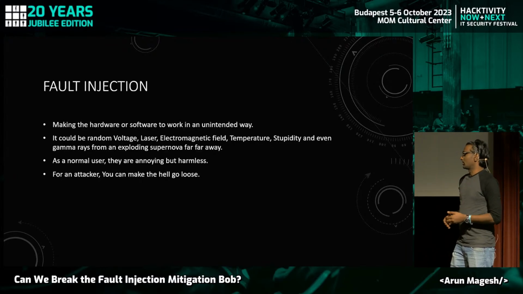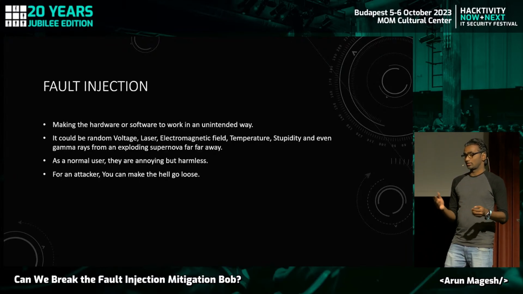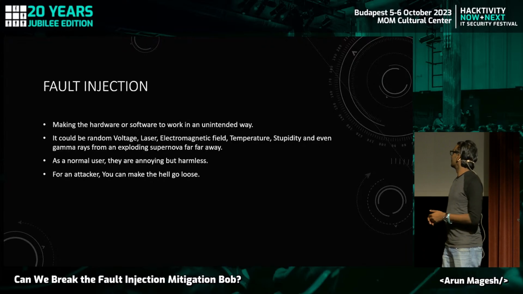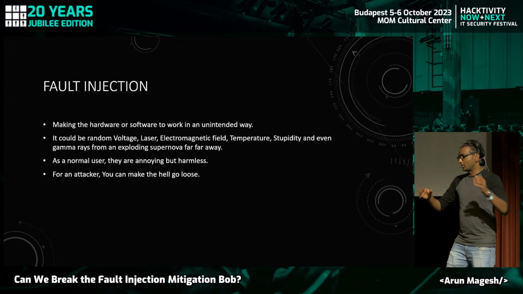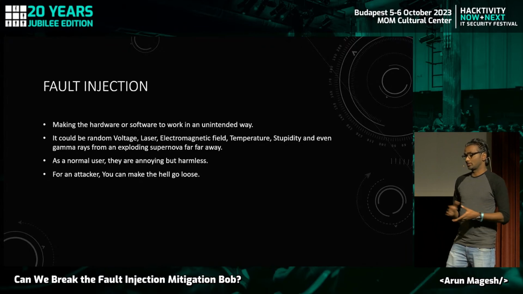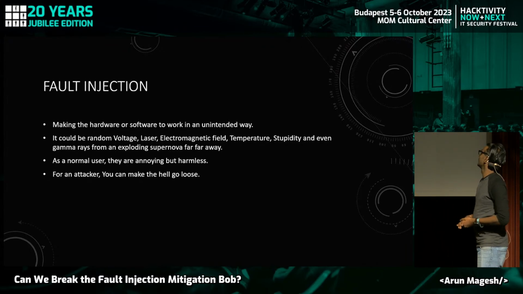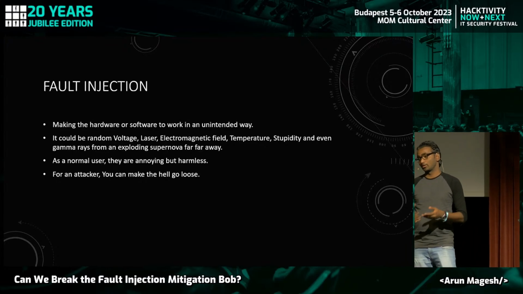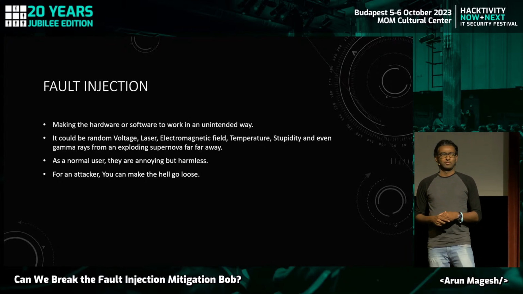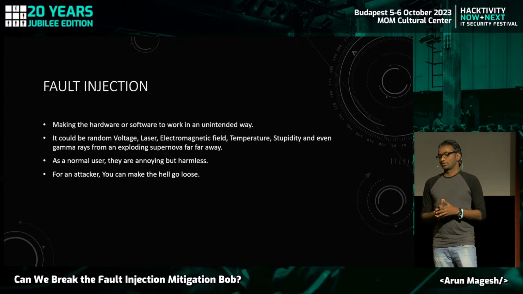You can use anything, for example, voltage. You can also use laser. You can also use an electromagnetic field, even temperature, or even, for example, sometimes you throw a device and magically something happens, and then your security is bypassed. In some rare cases, even gamma radiation from outer space can inject faults in your hardware. For example, there was an election in the US where one of those gamma radiations flipped a bit, and the voting went really high.